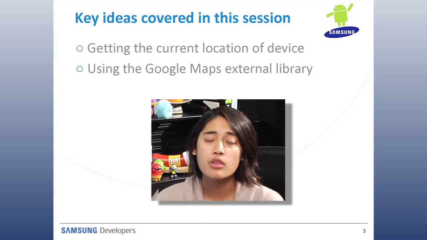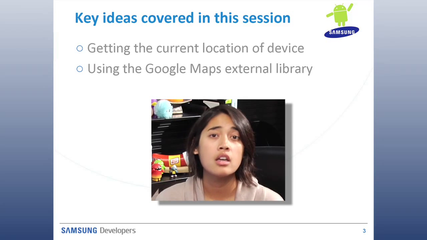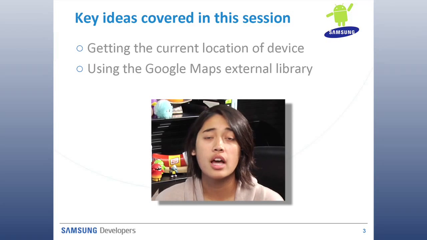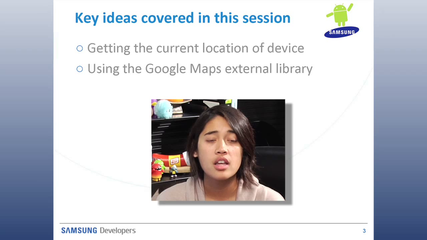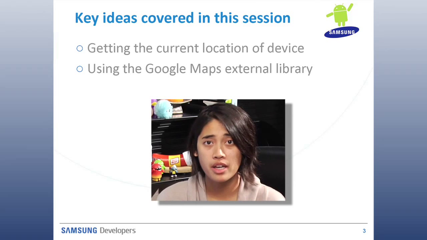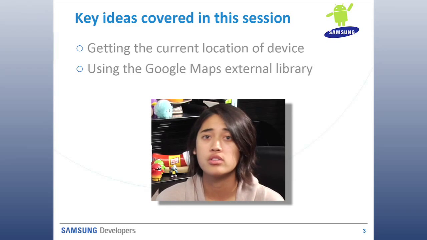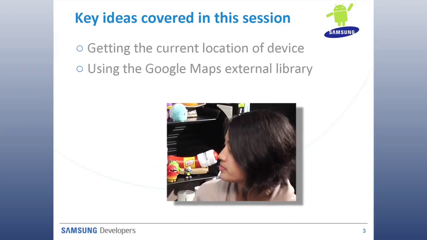So the key things that we'll be covering in this session: the first is how do you get the device's current location? Then the second is how you can use the Google Maps API extension to get additional capabilities once you've gotten a current location.